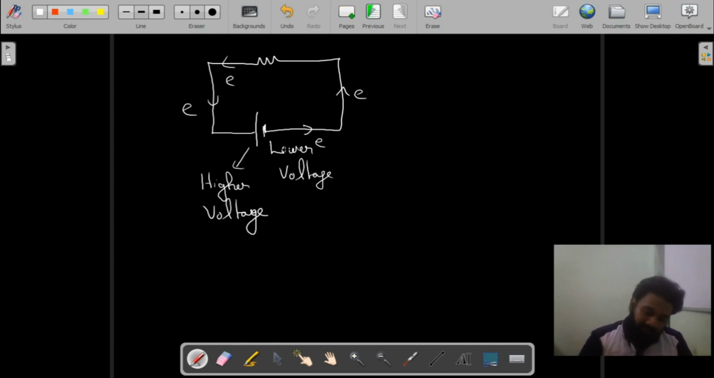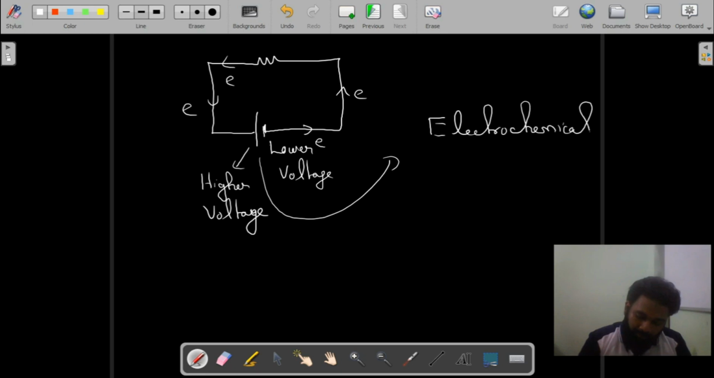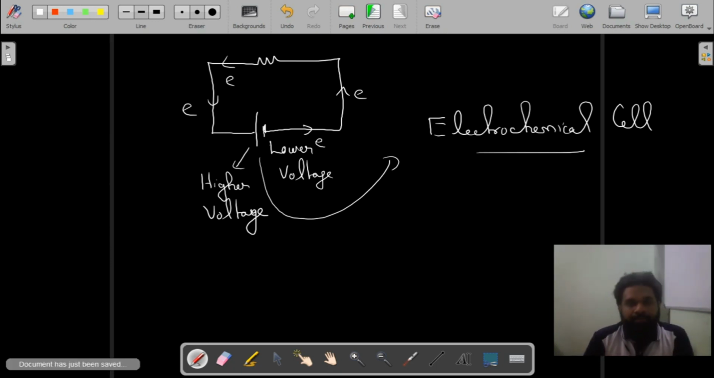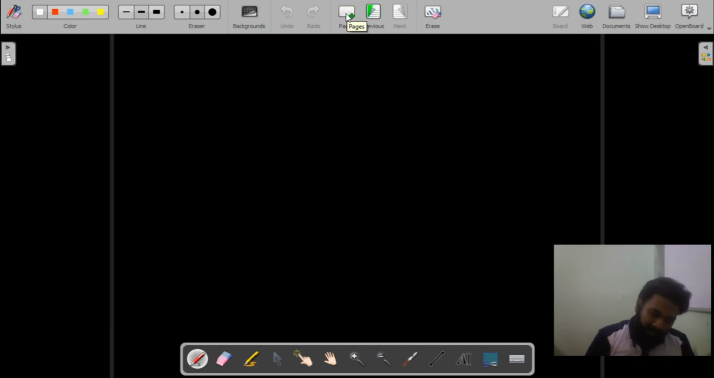Now what is a cell? This is the purpose of the cell. What is the cell? This cell is nothing but an electrochemical cell. We study this in chemistry also. So this electrochemical cell will be utilized in these circuits. Now we will see a little bit about what is happening inside an electrochemical cell. Then we will get a proper understanding of the remaining things like internal resistance and electromotive force, all these things we will see.